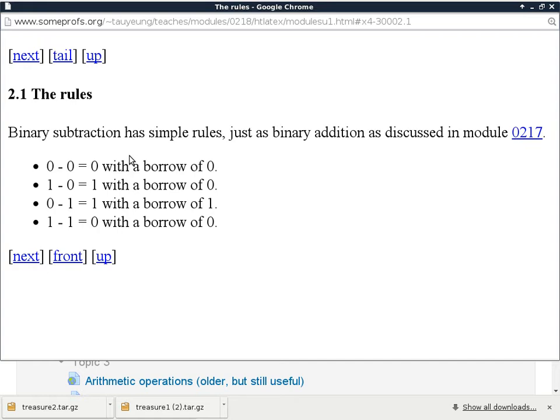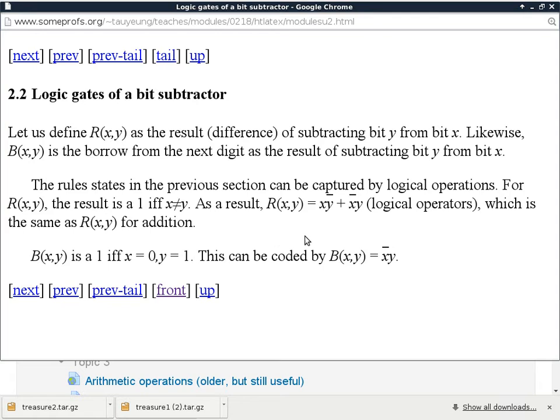So those are the only 4 rules for binary subtraction, which is a whole lot better than in decimal, because in decimal you have to remember 2 minus 7 is 5 with a borrow. Okay, there are a lot more cases to memorize than in binary. So after the rules come the equations. The equations are kind of the same as addition. In other words, the result has the same equation as for addition.